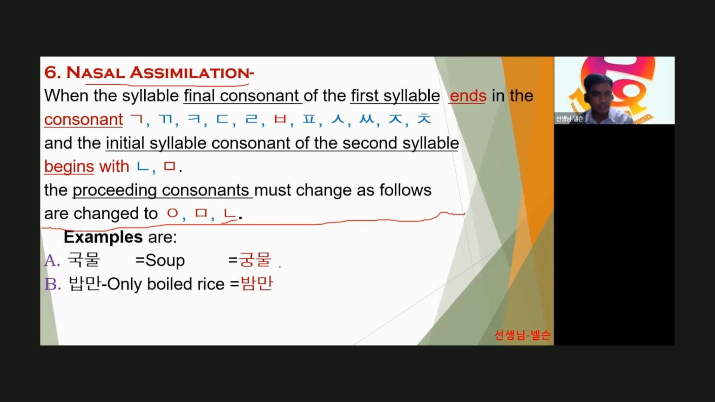Okay, so in this case, naglagay muna ako ng 2 examples. Okay, so for example, yan. Number 1, okay, giok. Okay, ang kasunod niya ay miyom. Okay, so therefore, giok will become ng sound. Okay, so example, instead of gukmul, okay, the correct pronunciation is gungmul. Okay, gungmul. Instead of gukmul, gungmul.